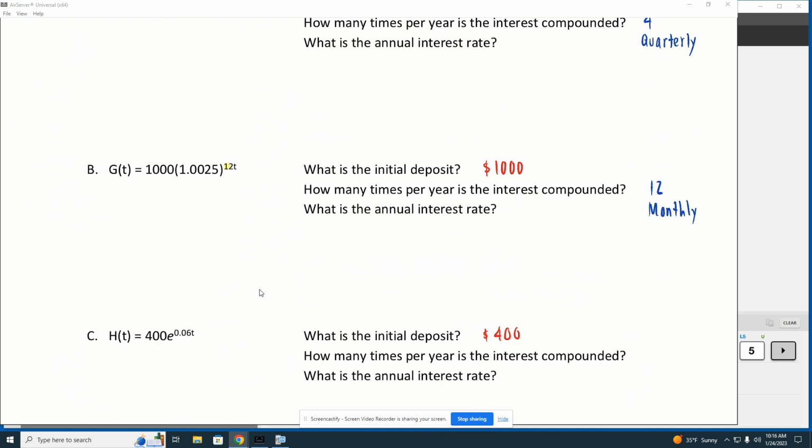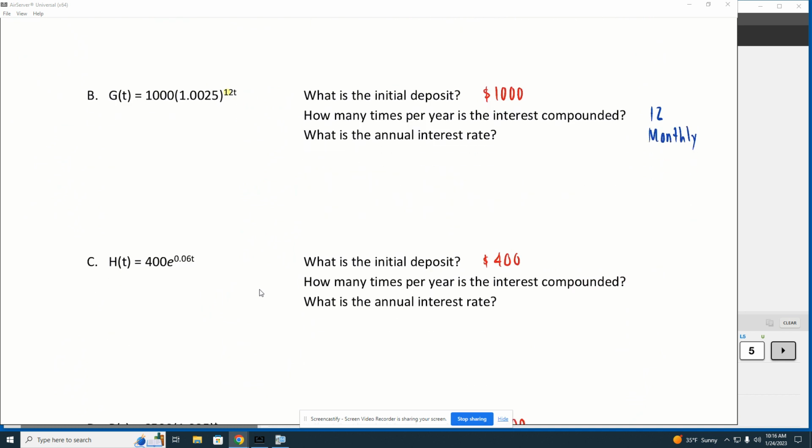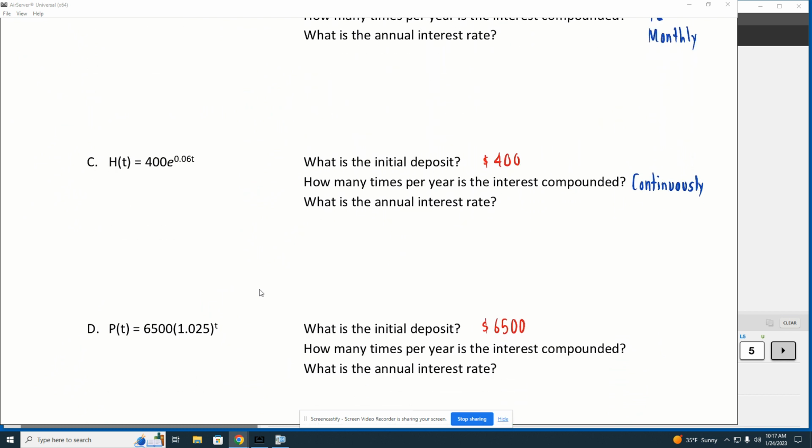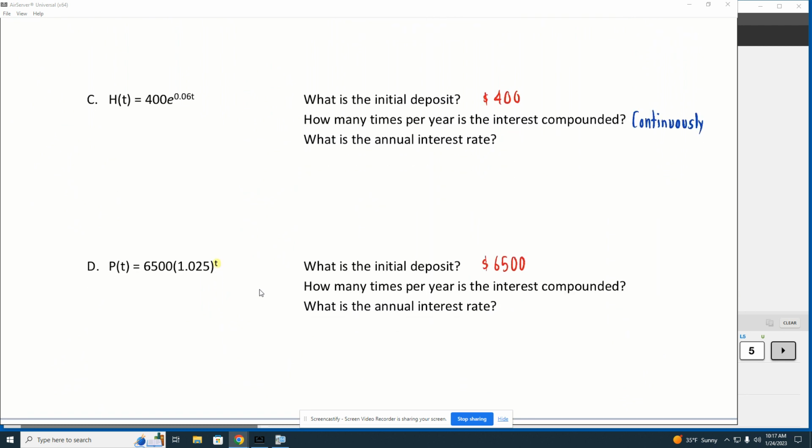Okay, don't let the next one fool you. It's a different formula, isn't it? Isn't that PE to the RT? So if that's PE to the RT, how often is it compounded? Continuously. Very good. And the last one might trick you some too. What is T being multiplied by? It's being multiplied by 1. So how often is this one compounded? Annually. 1 time.